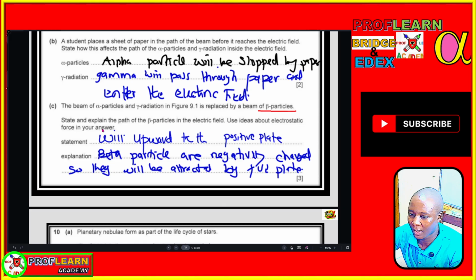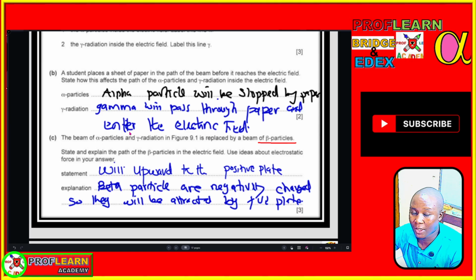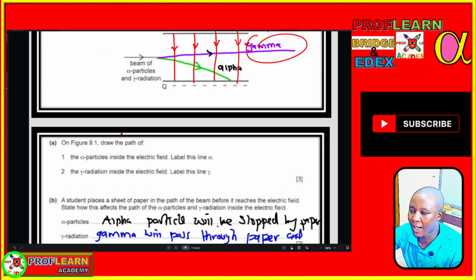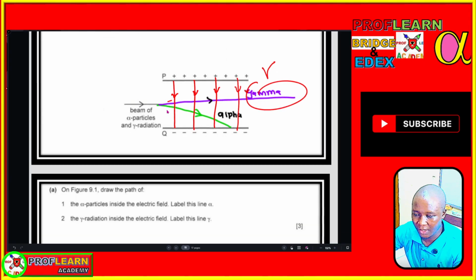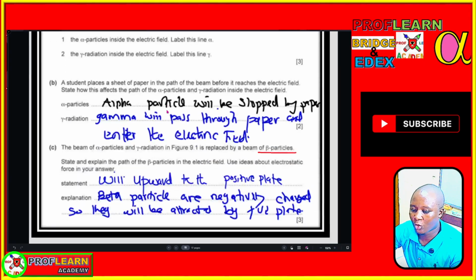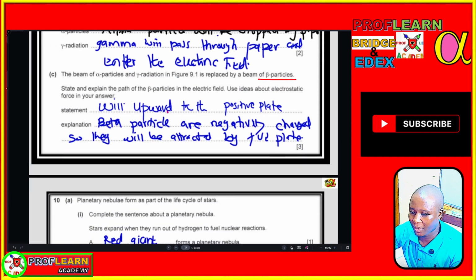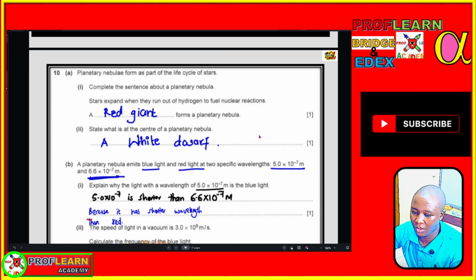Use the idea about electrostatic force. And remember, beta particles are negatively charged, right? They are fast moving electrons. So it means they're going to be attracted towards the upper part of the plate. They are negatively charged, so they'll be attracted towards the positive plate. So they are going to experience electrostatic forces and they are going to be moving upward. Beta particles are negatively charged, and that is the reason.